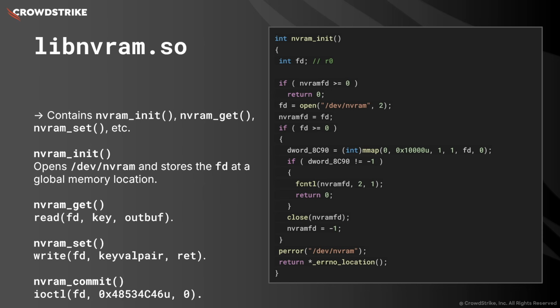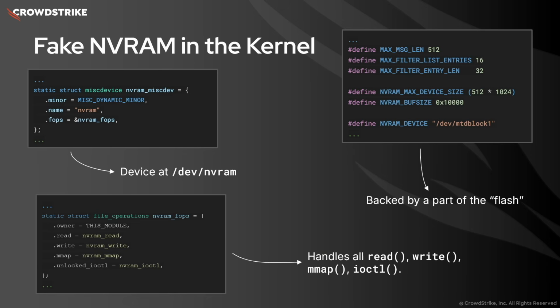Looking at libnvram, it has a function called nvram_init, which opens /dev/nvram and stores the handle to it at this global memory location. Then nvram_get will call read on that open file handle with a pointer to a string of the key that wants to be read and another buffer where the value should be written. nvram_set calls write on the open file handle with a pointer to the key=value string. So it's using really basic syscalls that we can handle when we make our own kernel device that does something like this. So we build a character device into the kernel.